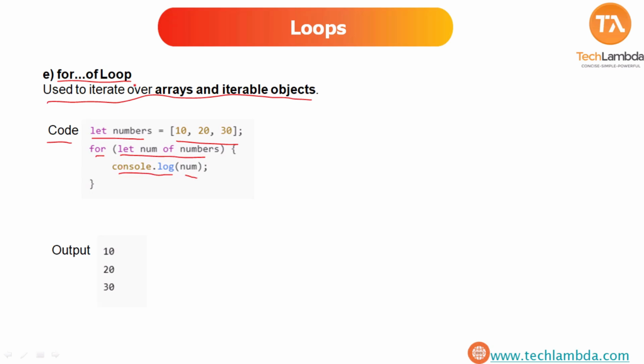So what does it do? It is used to iterate over arrays and iterable objects. So basically here we take for let num of numbers. It takes the elements of this array and prints 10, 20, and 30, right? Firstly it goes to array index 0, then index 1, and then index 2. So let num of numbers, console.log num, it prints 10, 20 and 30.